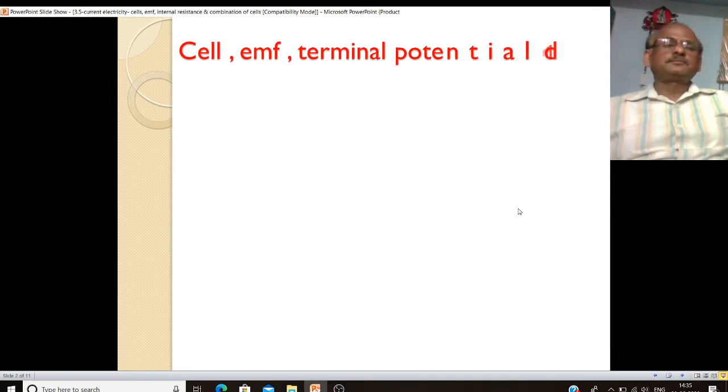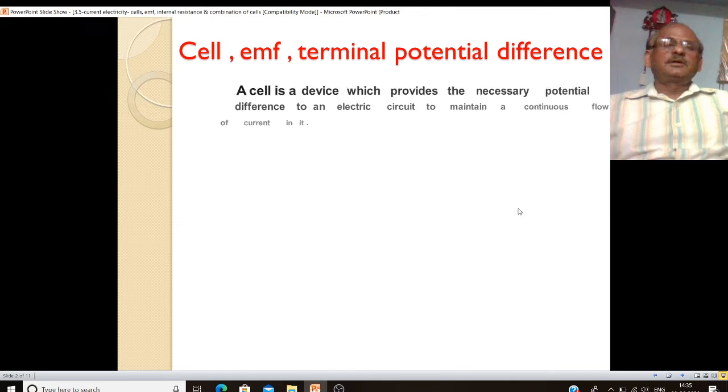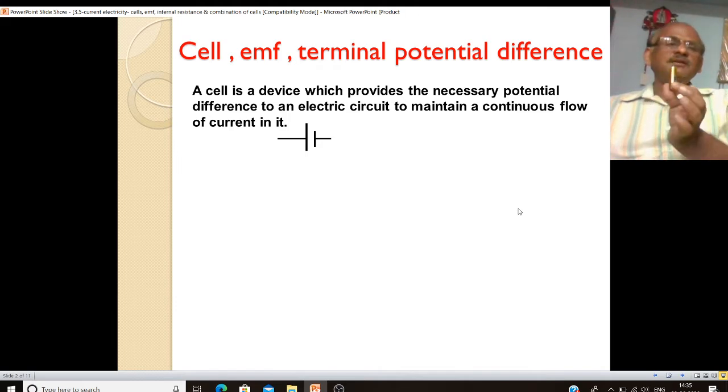First, what is a cell? A cell is a device which provides the necessary potential difference to an electric circuit to maintain a continuous flow of current in it. See, it is a tricell, capable of providing potential difference to an electric circuit.